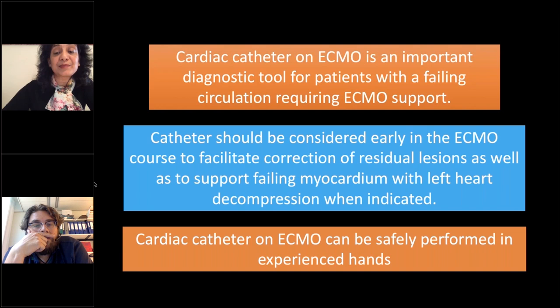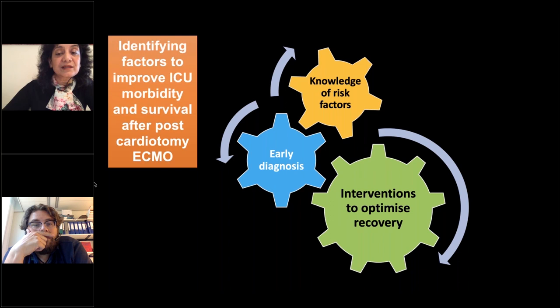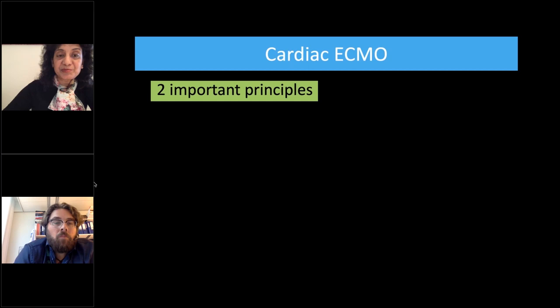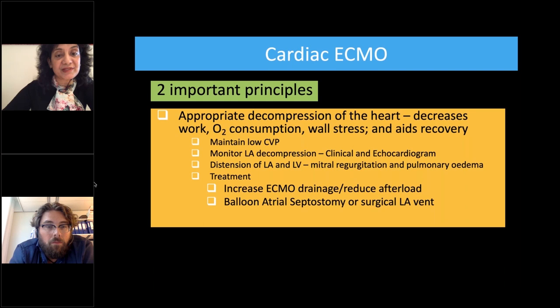So now we move on to the third cog in the wheel, and that is interventions to optimize recovery. So coming back to the two important principles that I mentioned earlier, the first was the appropriate decompression of the heart. And as I said earlier, it's very important because it aids recovery.